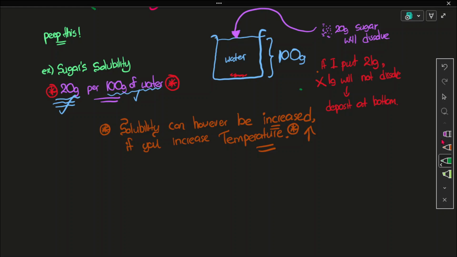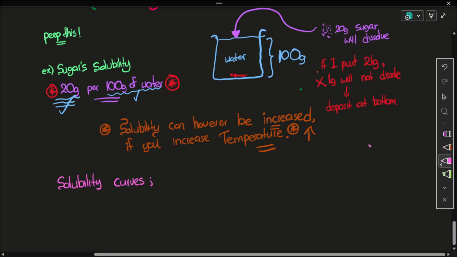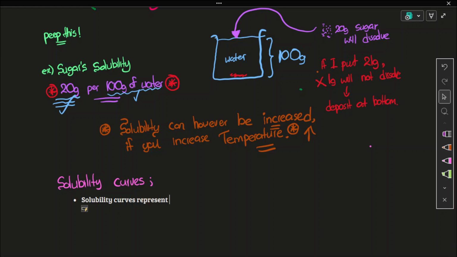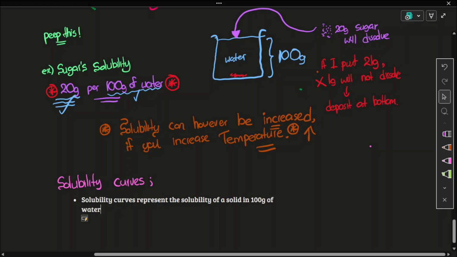Enter solubility curves. Now, if you hadn't already guessed, solubility curves simply represent or talk about solubility. Solubility curves represent the solubility of a solid in 100 grams of water against temperature. Don't worry, I'll explain this entire bullet point to you.